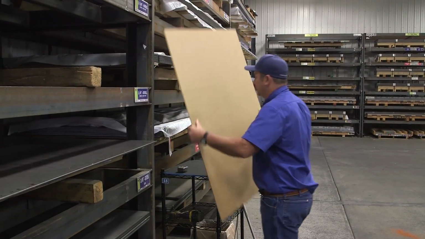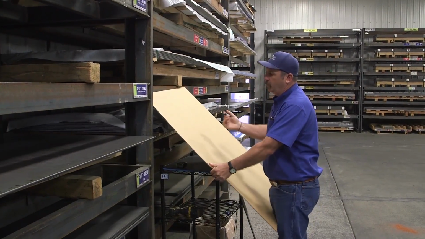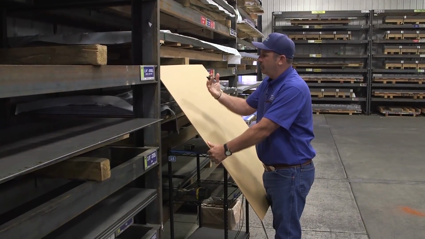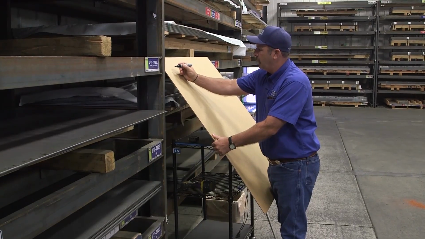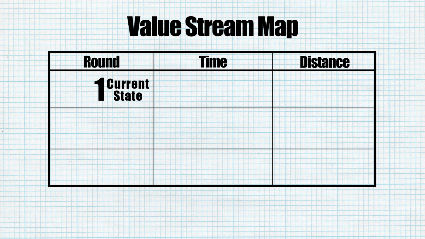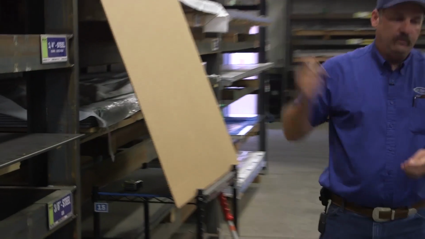So I'll get this big piece of cardboard. And one thing that we learned about Lean is that Lean can be down and dirty, simple and fast. Don't overcomplicate it. So we're going to create a value stream map, and we're going to start with current state, and we're just going to call current state number 1 is the time it takes to sweep and the distance travel. And we're going to go ahead and do it the way it gets done in every shop, every day, real time, and then we're going to see if we can improve that.